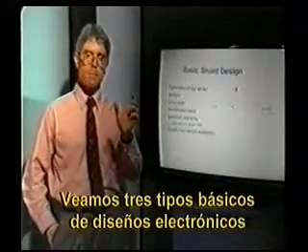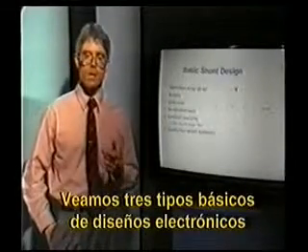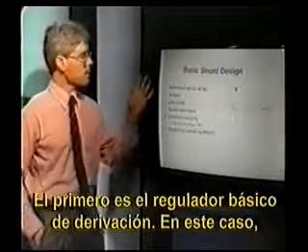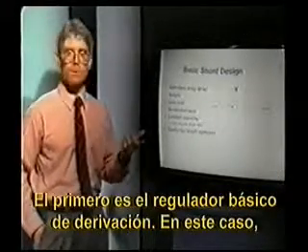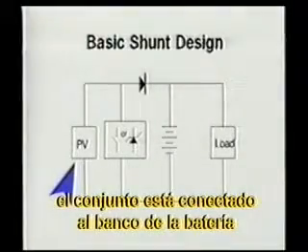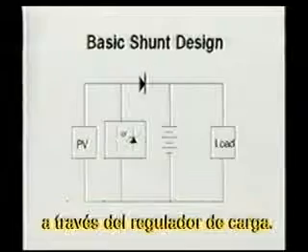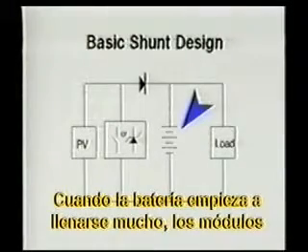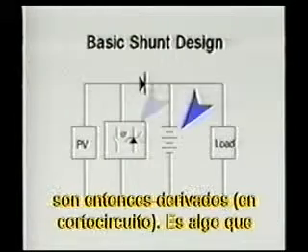Let's look at 3 basic different types of electronic designs for charge regulators. First type we might want to consider is the basic shunt type of regulator. In this case, the array is connected through our charge regulator to our battery bank. When the battery starts to become too full, the modules are then shunted.